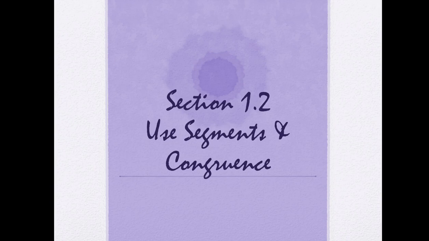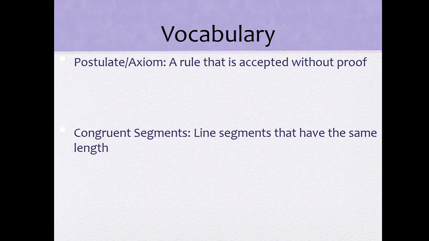This is section 1-2, use segment and congruence. So again, there's some vocabulary in this section, so make sure that you know that. A postulate or axiom is a rule that's accepted without proof. Congruent segments are line segments that have the same length.